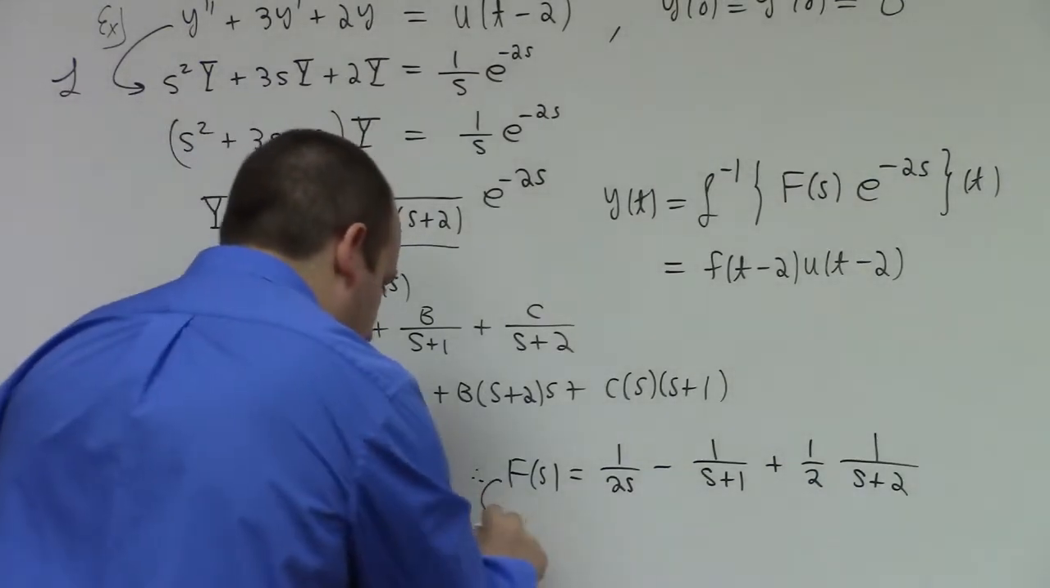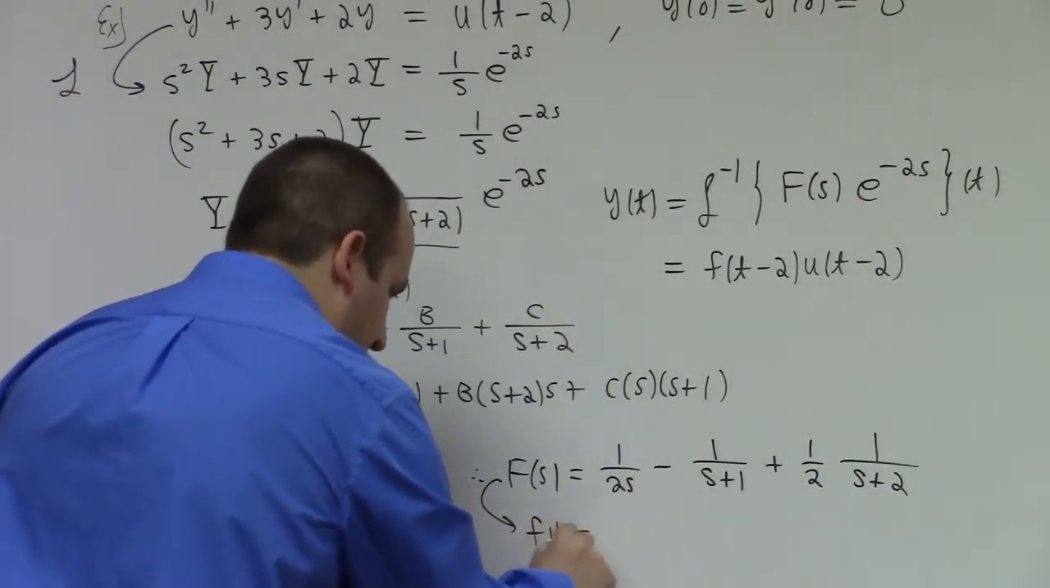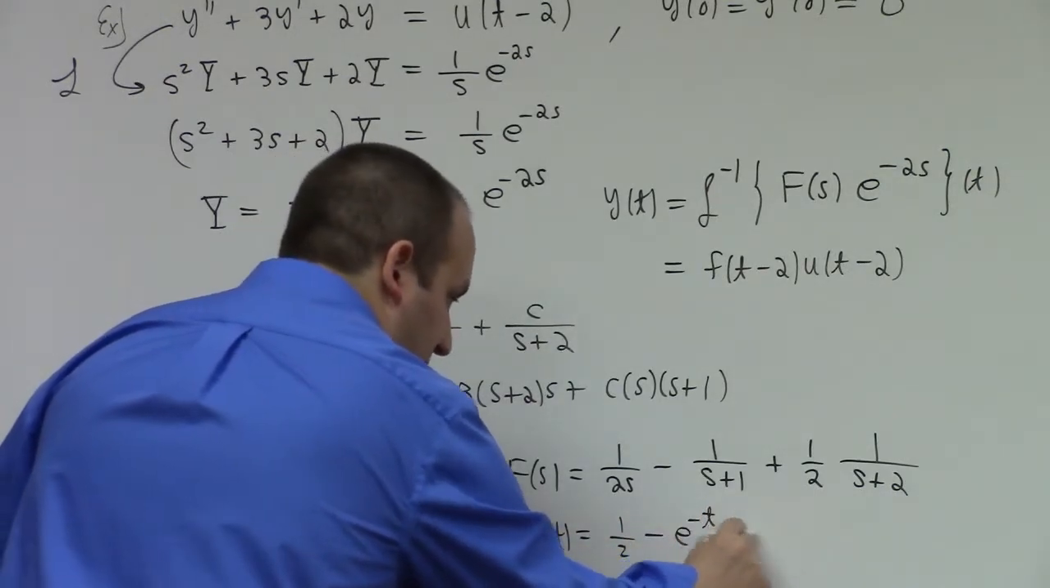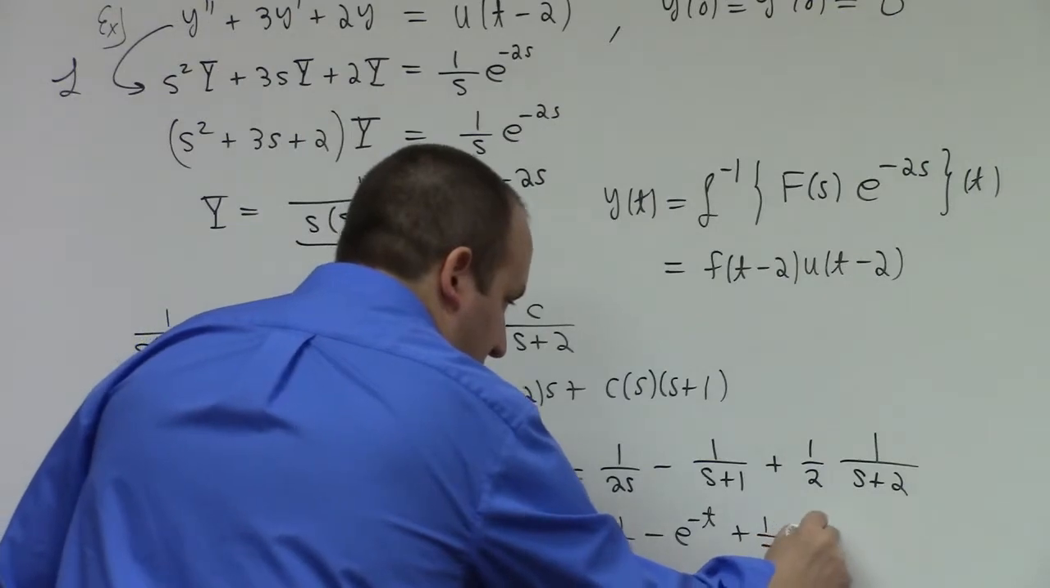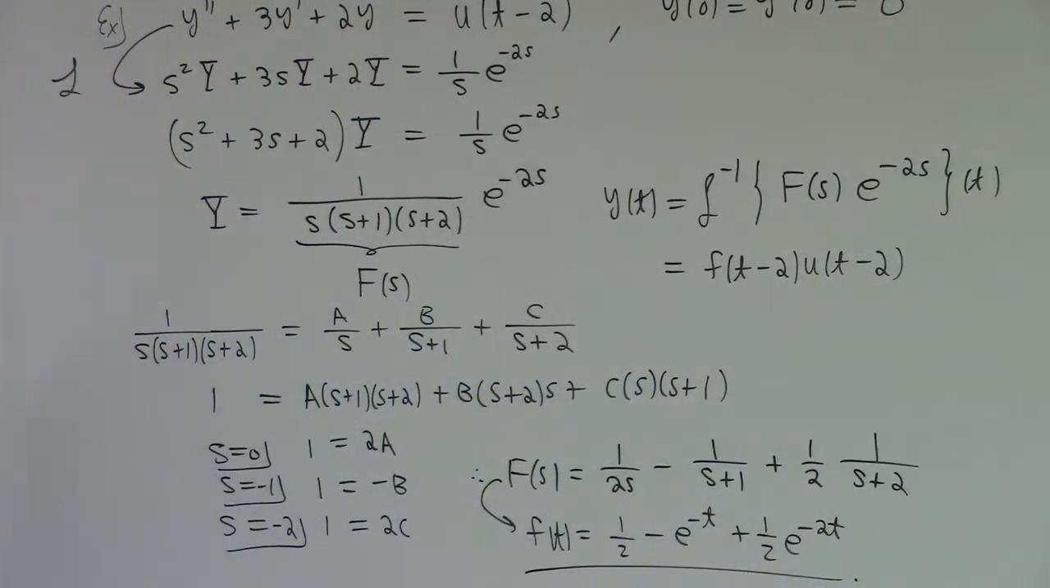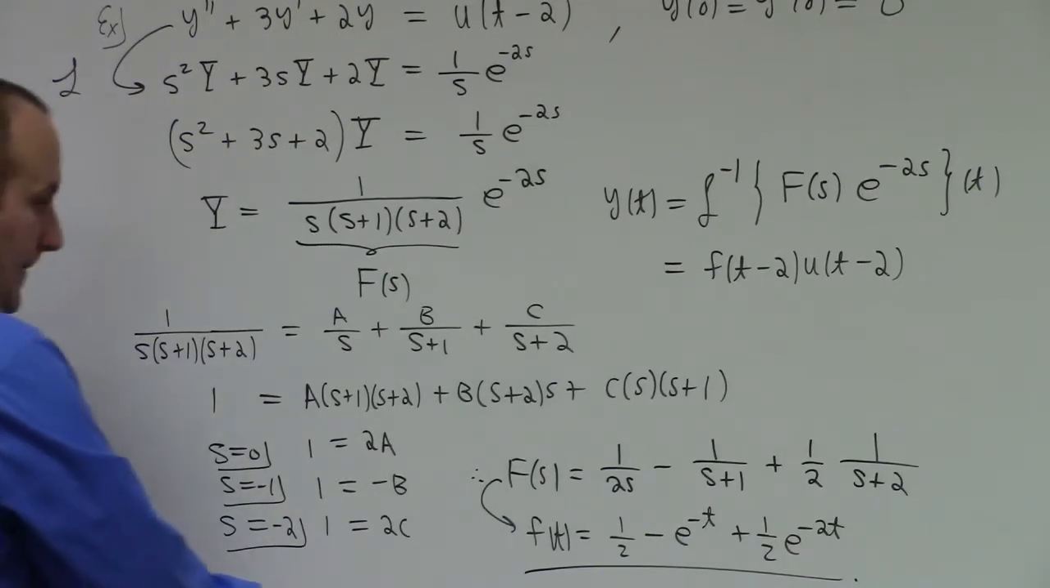And so the inverse Laplace transform of that is easy enough. It's just 1 half minus e to the minus t plus 1 half e to the minus 2t. Right? And knowing that, I can then go write down the solution. I can go back up to what I'm about to write. I'll write it in green.